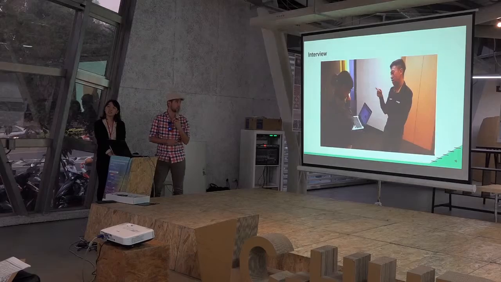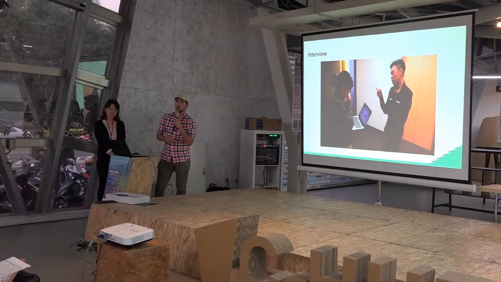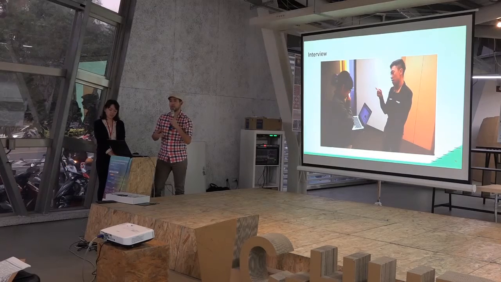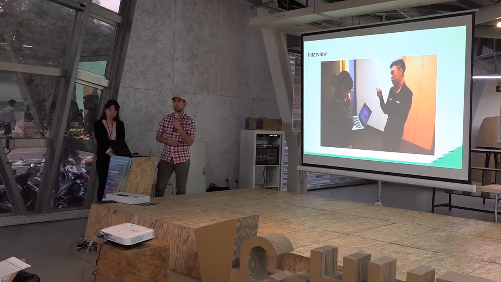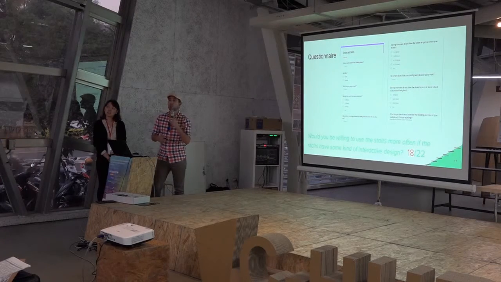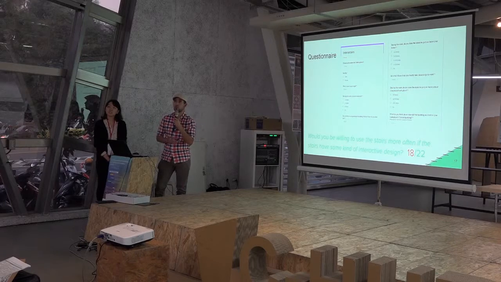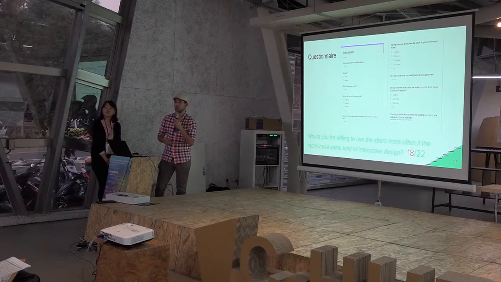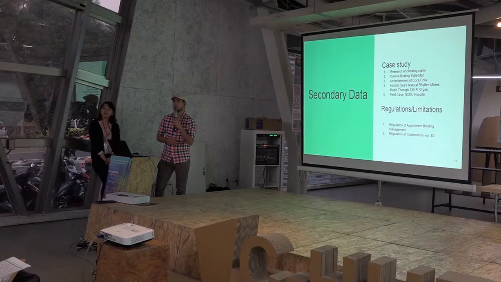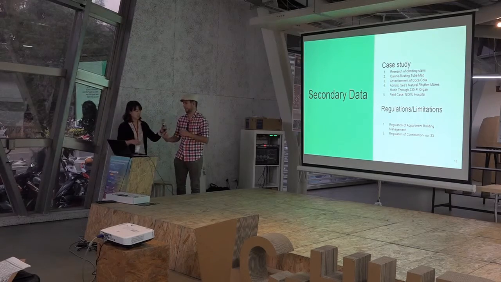Now this is a picture of our interview, where we tried to find out why people don't like the stairs, or what people feel about the stairs. One of the main questions was whether they would be willing to take the stairs more often if there were some way of interacting with them. And 18 of 22 people said they would. Now we're going to start with the secondary data. Joyce is going to give you a little introduction to the topic.